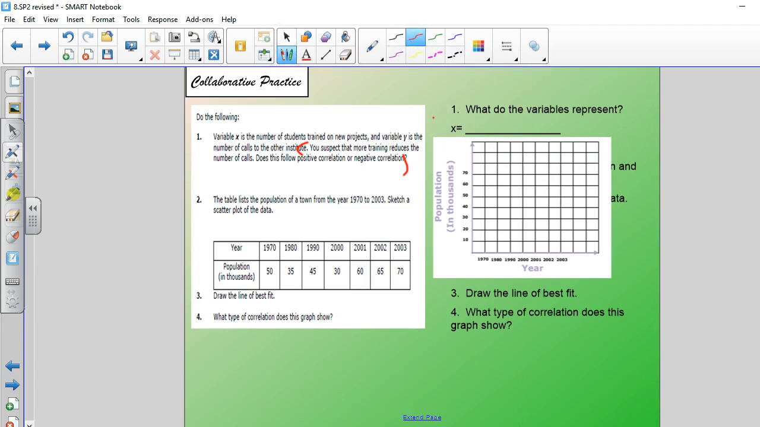We need to plot each of the ordered pairs. So I'm going to take the ordered pair for 1970 and 50 and I'm going to plot it first. Now remember, I'm traveling, so my lines may not go exactly where they're supposed to go. My first dot goes here. I'm going to go back and I'm going to repeat this process for each of the ordered pairs. So now let's do 1980 and 35.